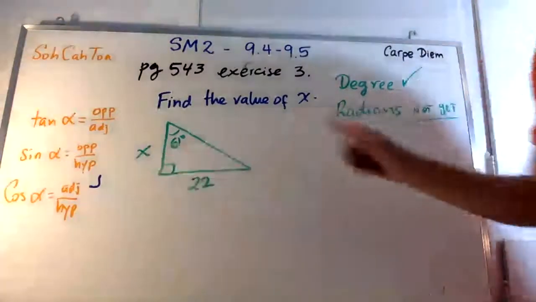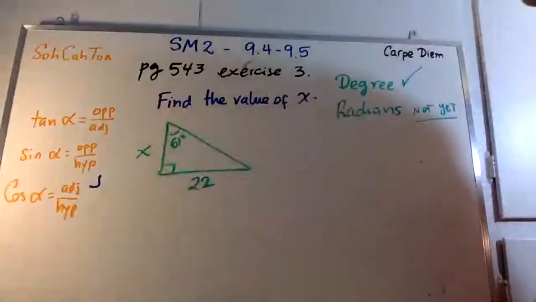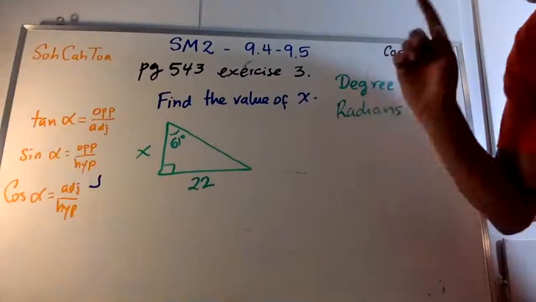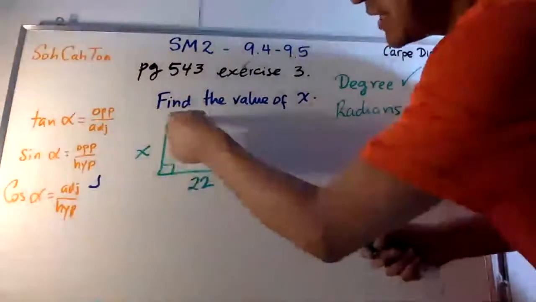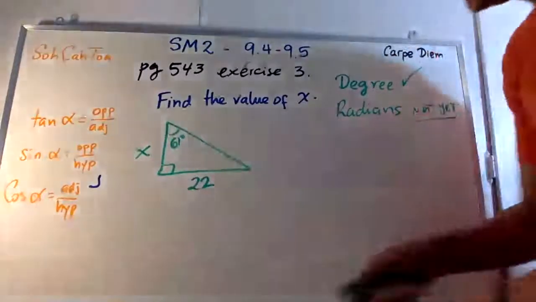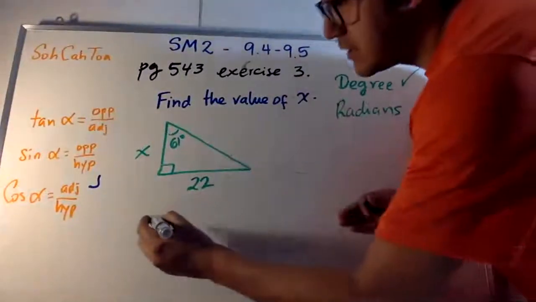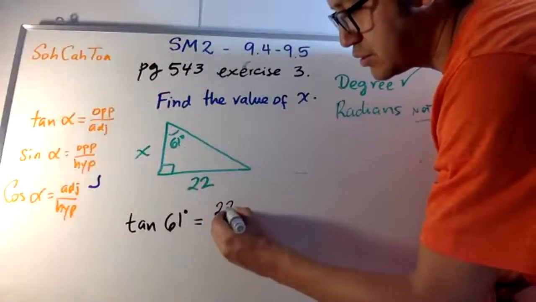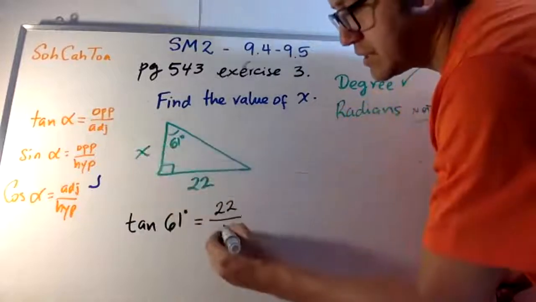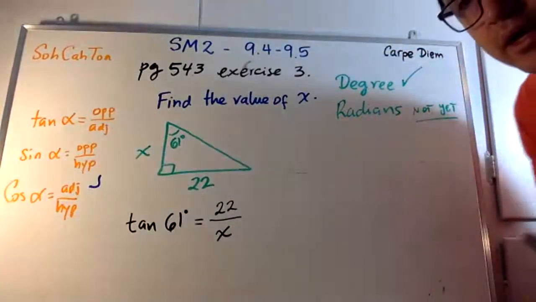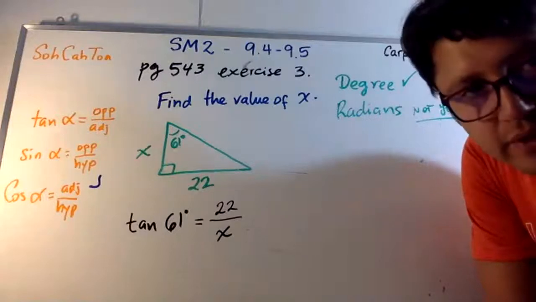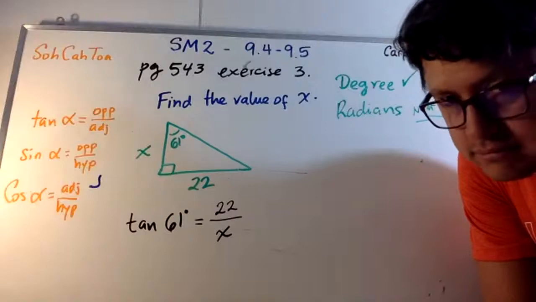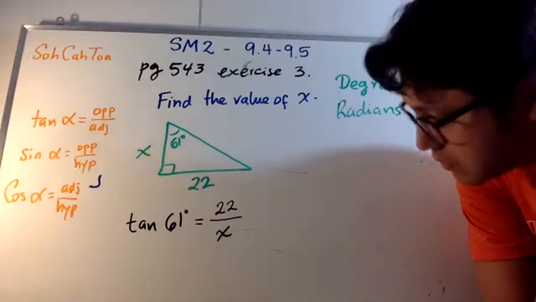So if we want to find the value of x and we are given this information, I'm going to use the trigonometric function, in this case tangent, because we have the angle and we have the opposite and the adjacent segments to it. So the angle is 61, the opposite is 22, and the adjacent segment is x, the one I don't know, okay? And we want to find out what that value is. So I need to solve for x.